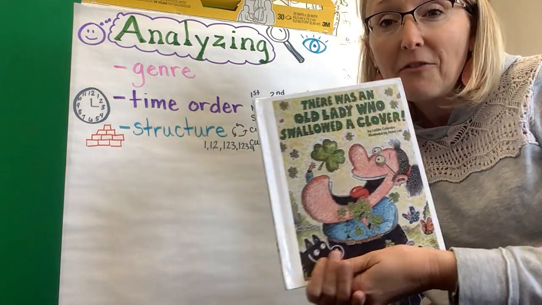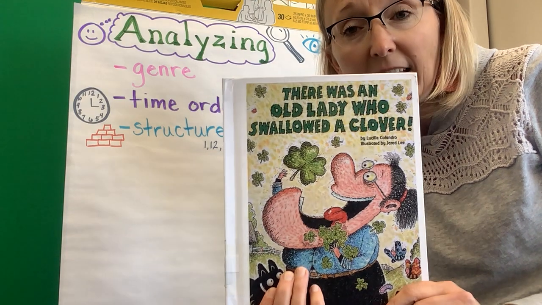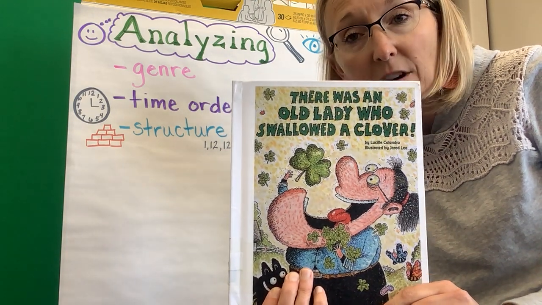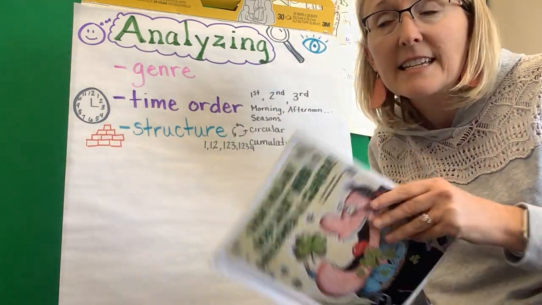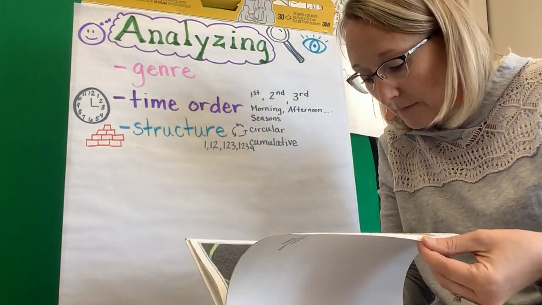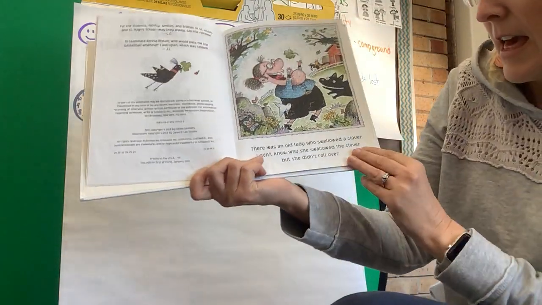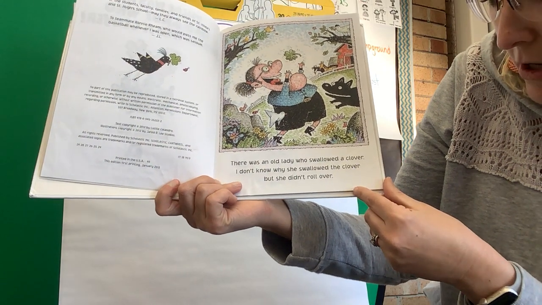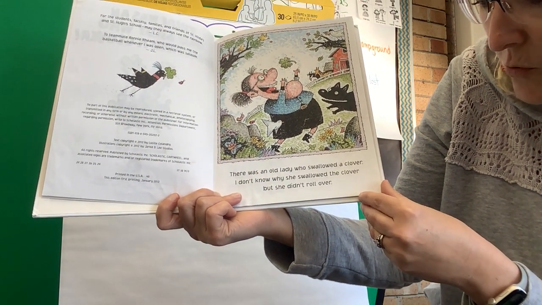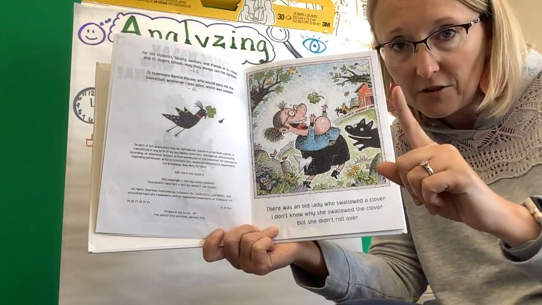Okay? A perfect example of this is There Was an Old Lady Who Swallowed a Clover. Any of these little old lady books is cumulative because it repeats everything that happened before. It repeats, and you'll see that. So watch. There was an old lady who swallowed a clover. I don't know why she swallowed the clover, but she didn't roll over. So see, that's the first stop. That's 1.